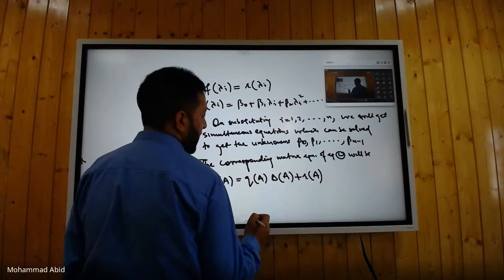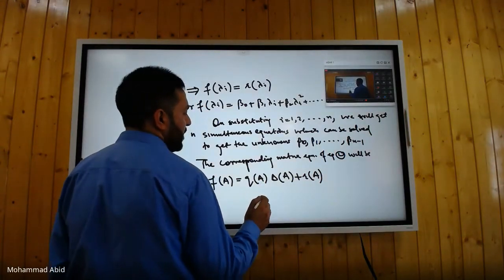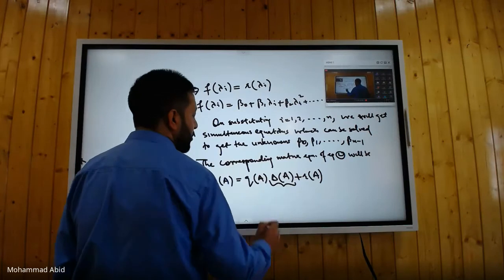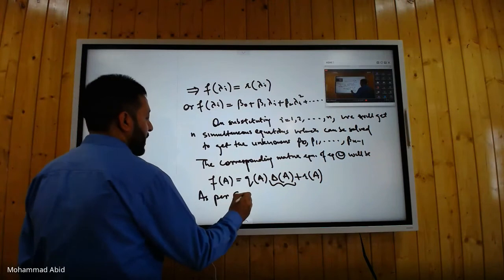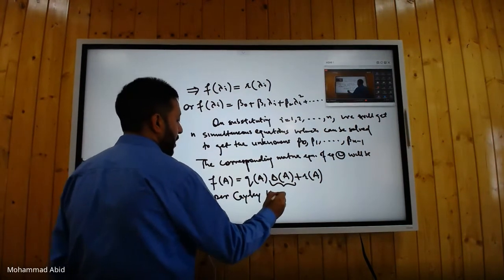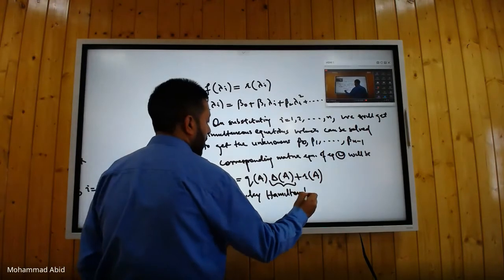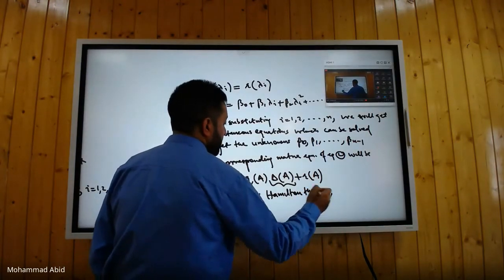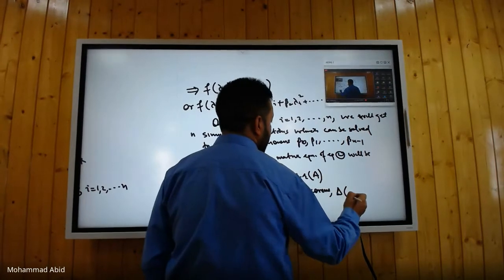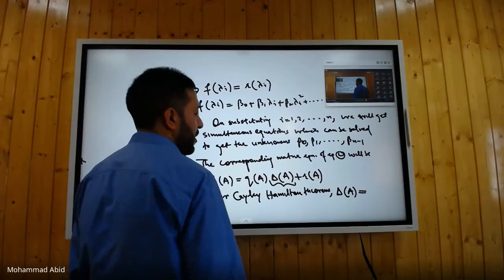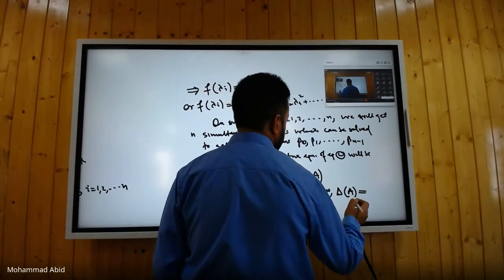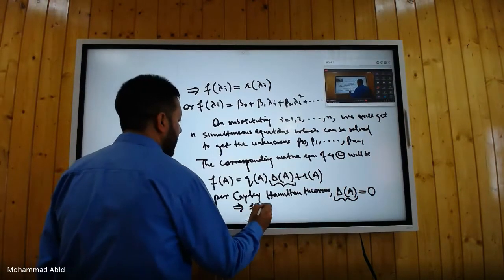And as you know, as per Cayley-Hamilton theorem, every square matrix satisfies its own characteristic polynomial. So what will this delta a be equal to? As per Cayley-Hamilton theorem, जिसकी स्टेटमेंट मैंने स्टार्ट में दी थी, what will delta a be equal to? This is the characteristic polynomial. This will be equal to 0. So this implies f a will be equal to r a.